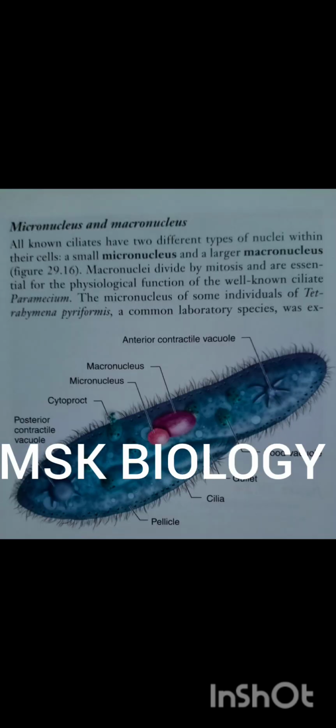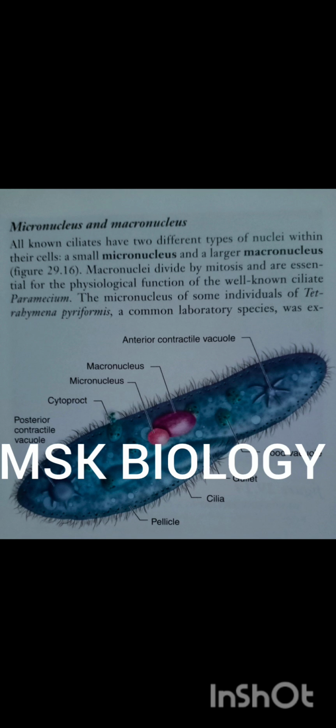In some groups, the cilia have specialized functions, becoming fused into sheets, spikes, and rods that may then function as mouths, paddles, teeth, or feet. The ciliates have a pellicle, a tough but flexible outer covering that enables them to squeeze through or move around obstacles. All known ciliates have two different types of nuclei within their cells: a small micronucleus and a larger macronucleus.